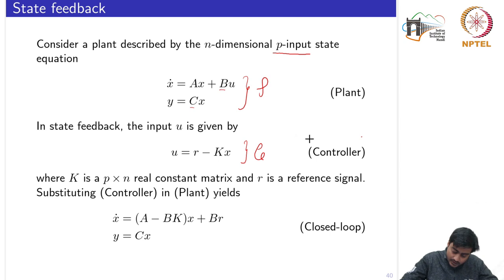Once we put this u into this plant, we obtain the state space equation for the closed loop system. That is, the A matrix would now change to A minus BK. The B matrix would remain the same, but it now becomes a distribution matrix of the reference signal, and there would not be any change in the C matrix. Here we will discuss some designs to synthesize this K.